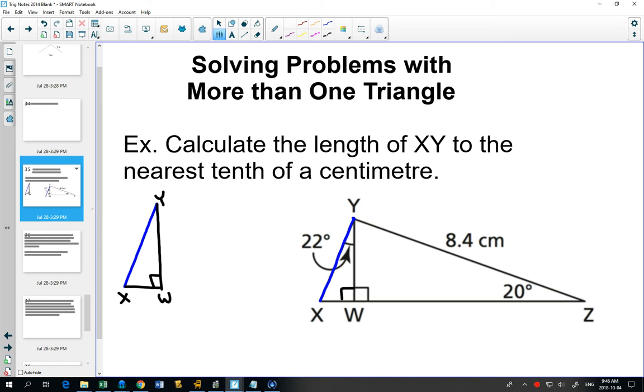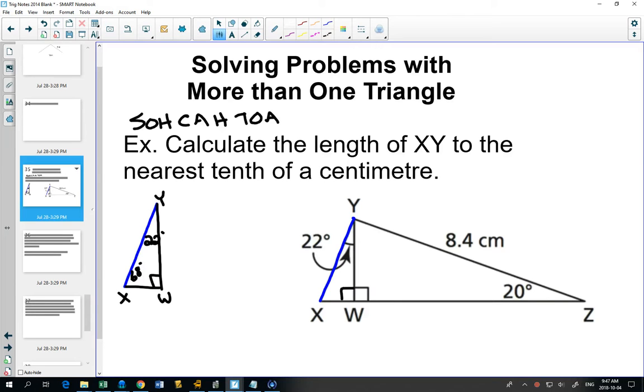If I draw that off to the side and I label everything, I know that this is 22 degrees. And if I wanted to do 180 minus 90 minus 22, I could tell that that bottom angle is 68 degrees. If you want to use SOHCAHTOA, you need to pick an angle. Okay? I have 68 degrees.